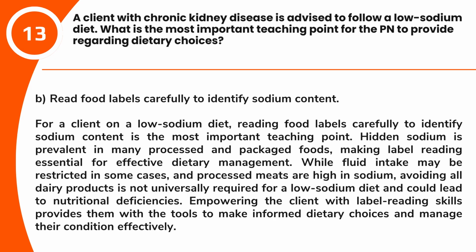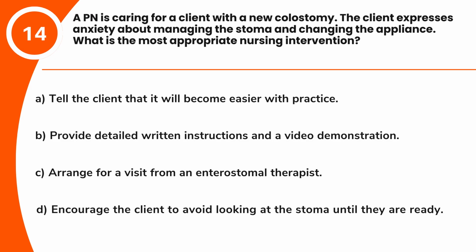Question 14. A PN is caring for a client with a new colostomy. The client expresses anxiety about managing the stoma and changing the appliance. What is the most appropriate nursing intervention? A. Tell the client that it will become easier with practice. B. Provide detailed written instructions and a video demonstration. C. Arrange for a visit from an enterostomal therapist. D. Encourage the client to avoid looking at the stoma until they are ready.